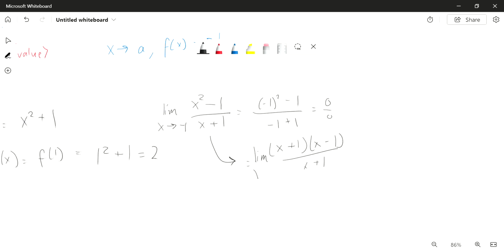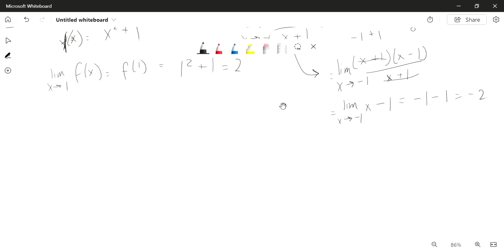And then don't forget the limit line on each line, just because you haven't evaluated it yet. So now you can cancel out this x plus 1 on both the numerator and denominator. So you have the limit of x minus 1 as x approaches negative 1, which is equivalent to the original function. And then you just get negative 1 minus 1, which gives you negative 2.